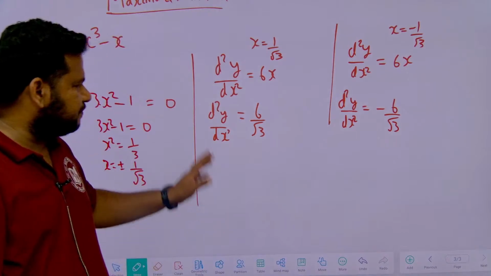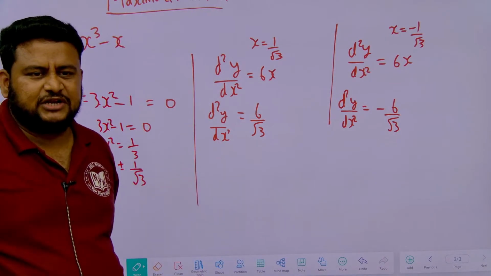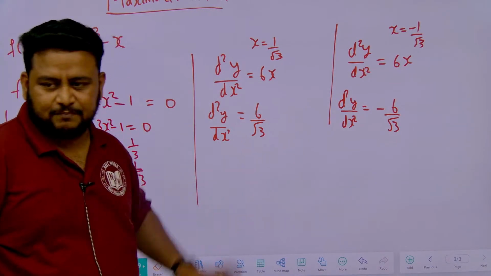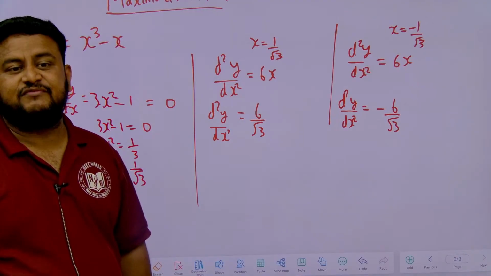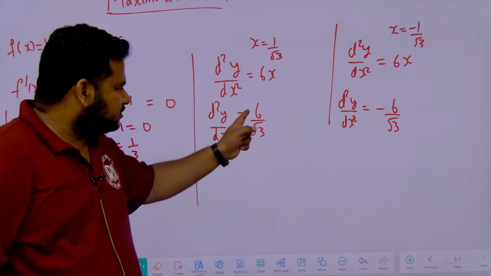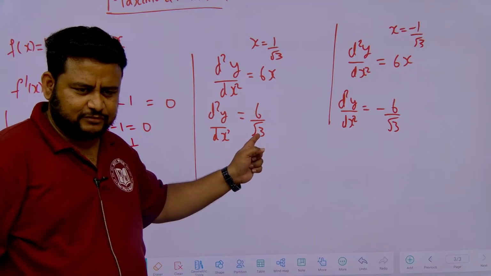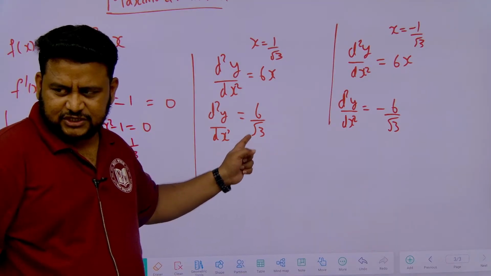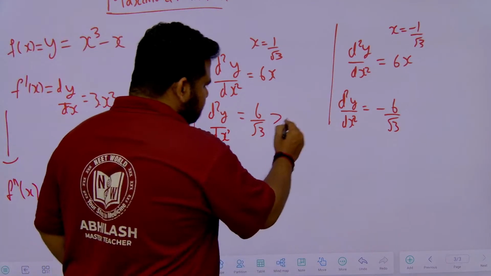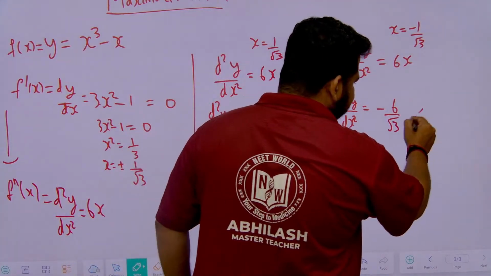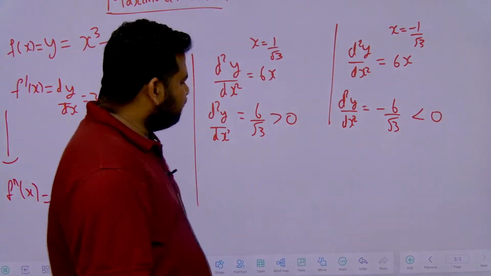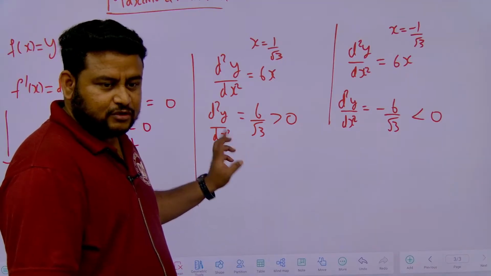Okay, so we got maxima and minima. So what will you think? This is maximum and this is minimum? No. Okay, it is reverse. So 6 by root 3 is definitely a positive value, that means it is greater than 0. What about this one? This is definitely a negative value, less than 0. So whenever you are getting a positive value, you have to write the reverse.